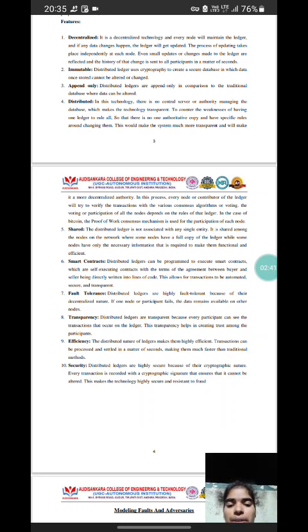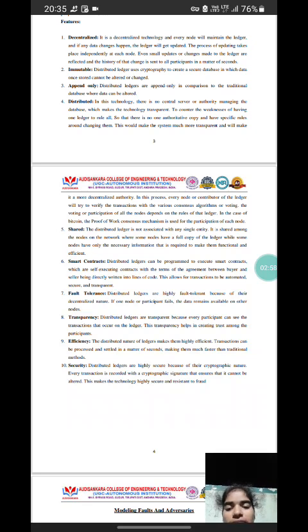Shared. The distributed ledger is not associated with any single entity. It is shared among the nodes on the network, where some nodes have a full copy of the ledger, while some nodes have only the necessary information that is required to make them functional and efficient.